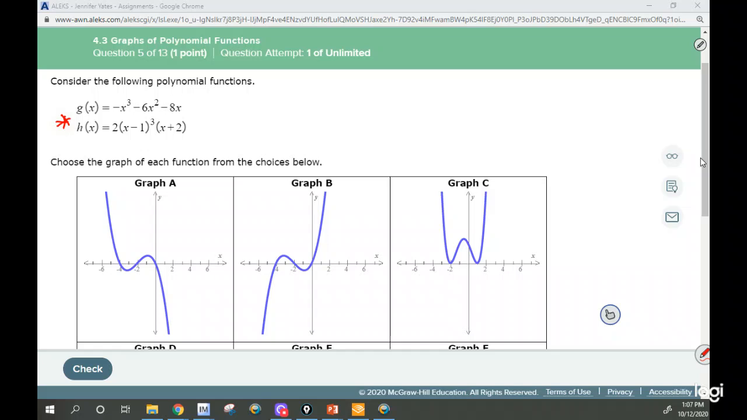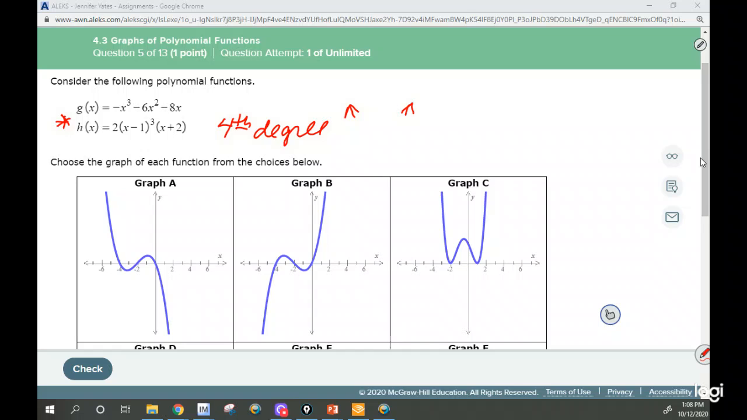First thing I want you to tell me is what is its degree? 4. X to the third times x, I've got a 4th degree. That's even. And my leading coefficient is positive. Tell me about the arms. Yeah, both of them are going up, right?